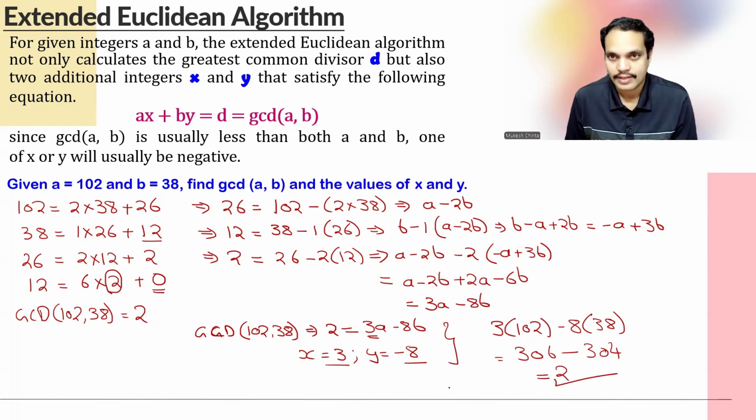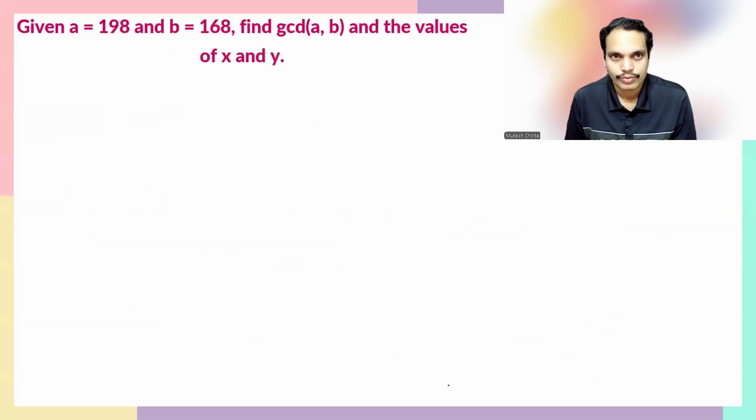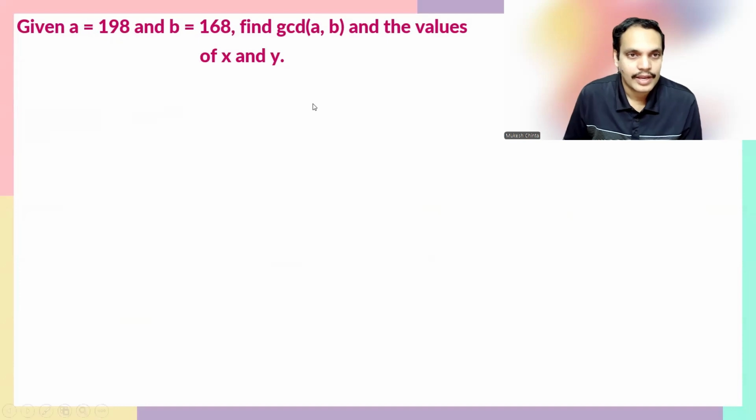Now, let me take another example as I just told you. Here, you can find that A is equal to 198, right? And B is equal to 168. You have to find out the GCD of A, comma B and the values of X and Y. So let me write down in the same similar sense that we wrote down earlier.